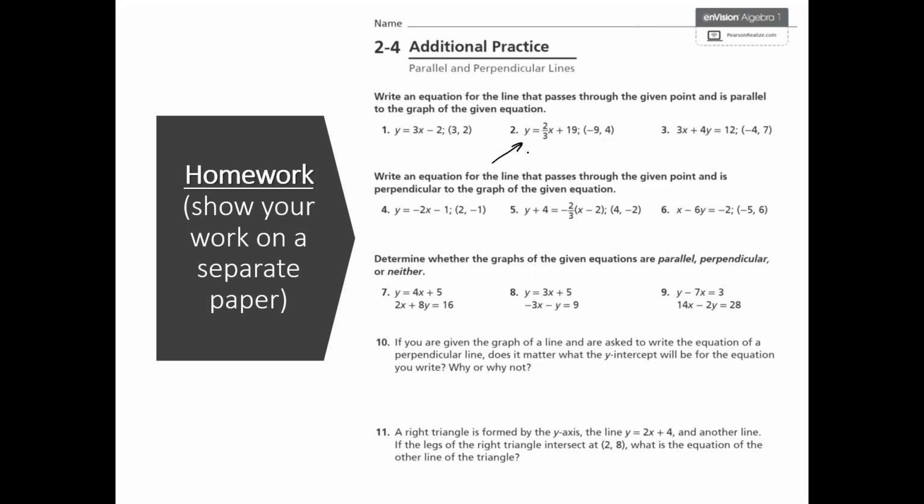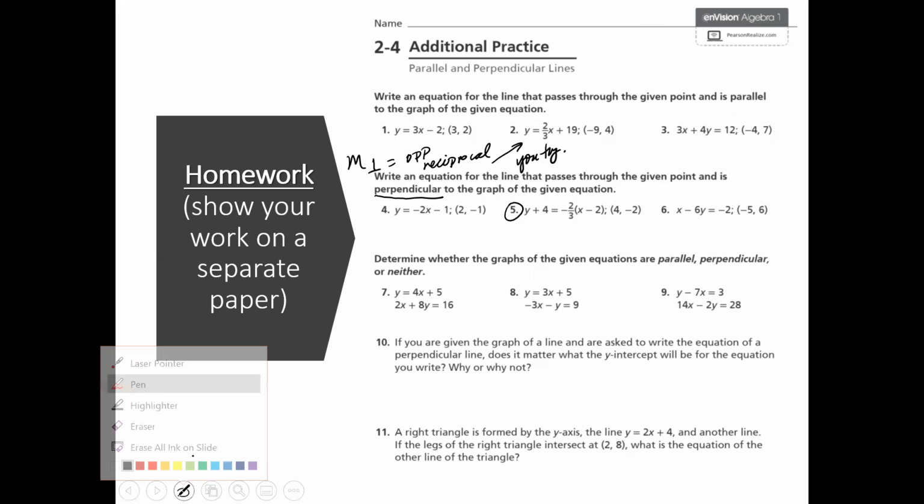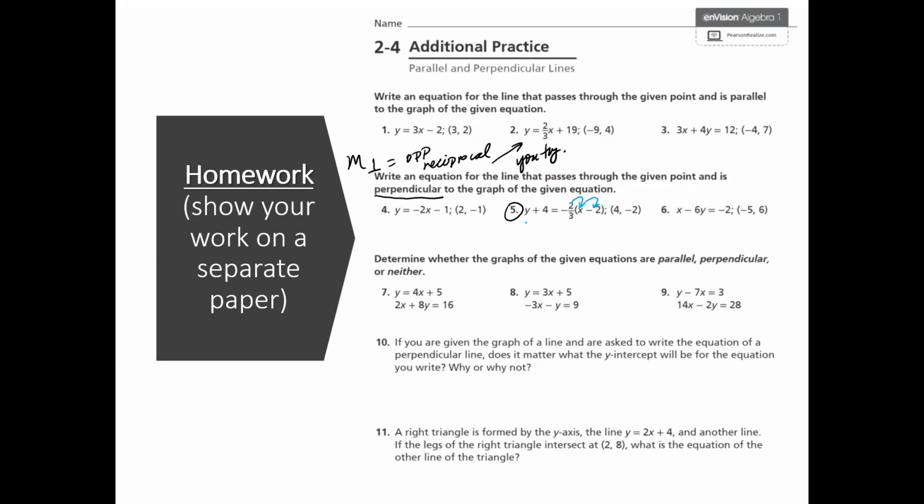You might want to try this one on your own, so I'm going to put you try. Write an equation for the line that passes through the given point and is perpendicular. So the keyword here is perpendicular. Now remember, perpendicular slope is going to be opposite reciprocals. So let's take a look at number 5. With number 5, you can see that y is not solved by itself. You would have to distribute the negative 2 over 3 and then subtract the 4.